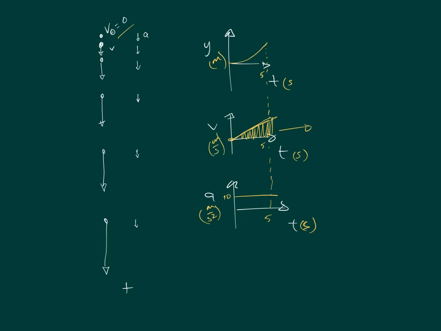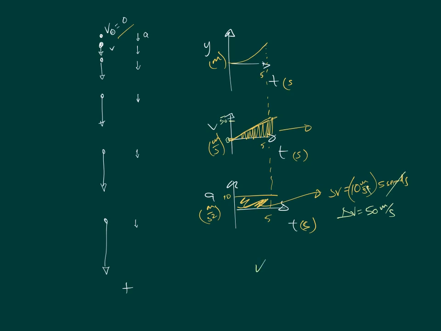And then what I could do is look at my acceleration graph and find my change in velocity, right? I just multiply base times height: 10 meters per second squared times 5 seconds. And what you should see is that the seconds cancel, and what I'm left with is a change in velocity of 50 meters per second. So if I start with 0 velocity from rest, my ending velocity at 5 seconds should be 50 meters per second, right?